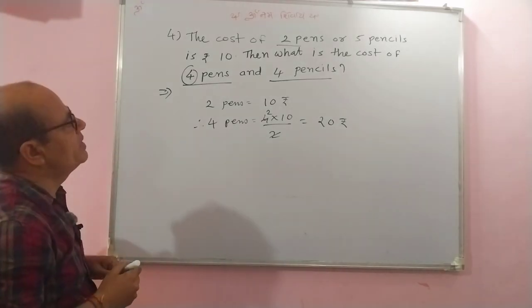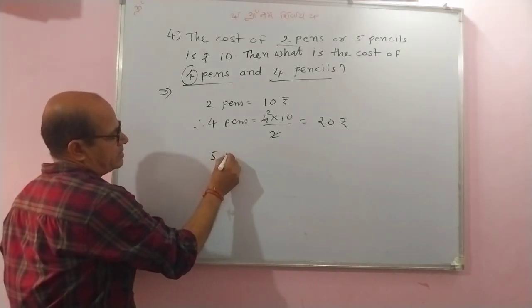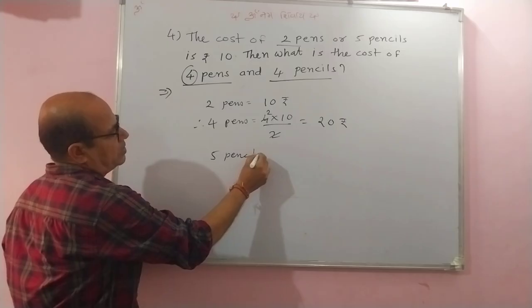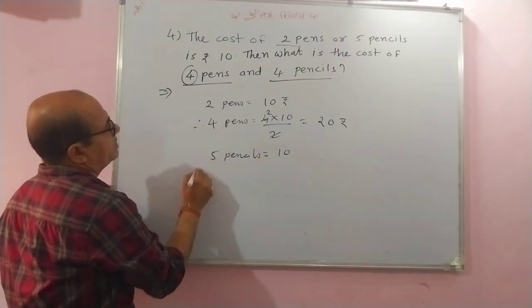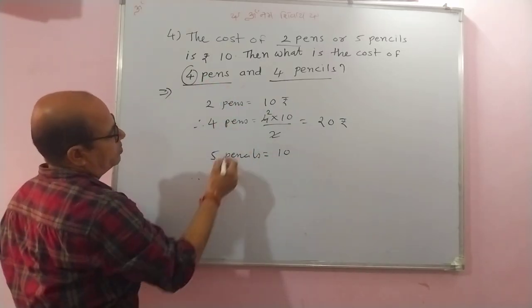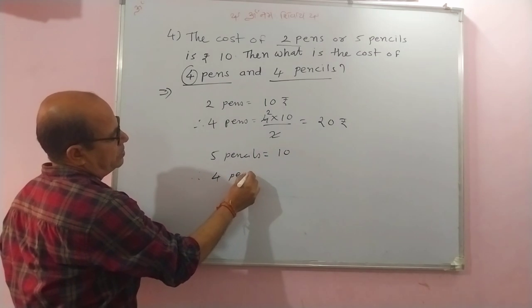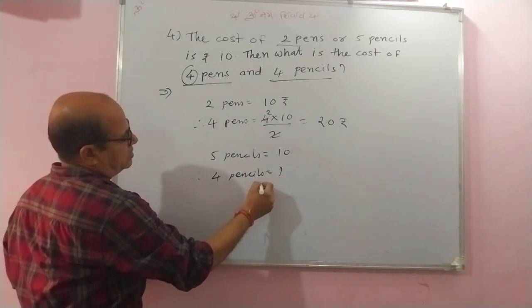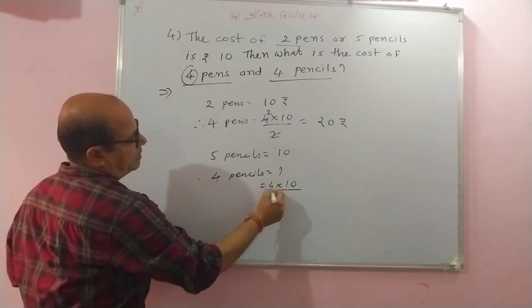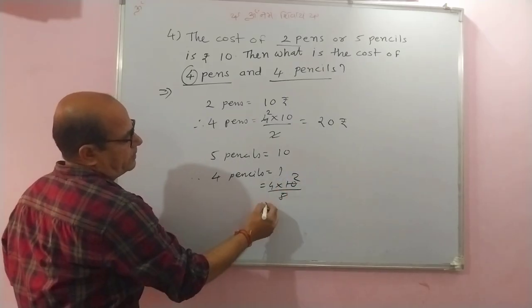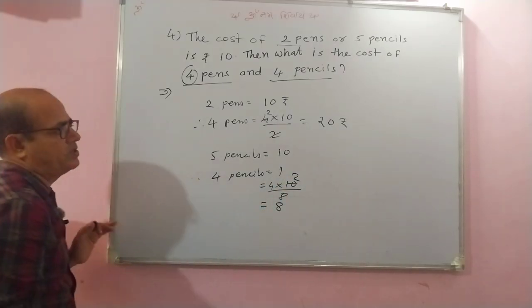Now 5 pencils. So 5 pencils is equal to how much is to pay? 10. Now how many pencils here? Here 4 pencils. 4 pencils is equal to how much? So 4 into 10 divided by 5. 5 2s are 10. Now here 4 2s are 8 rupees.